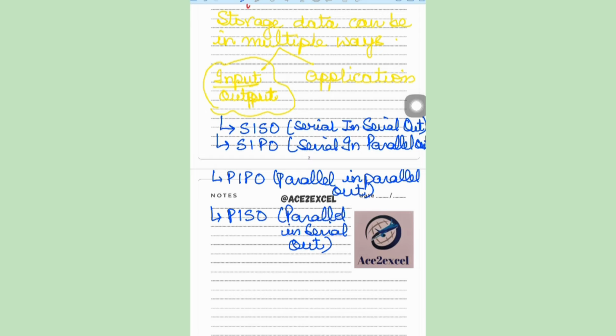If data enters serially, it is serial in. If data comes out serially, it is serial out. Similarly, if data comes serially inside and is taken out in a parallel manner, it is known as serial in, parallel out. If data enters the circuit in a parallel fashion and comes out of the circuit in a parallel manner, it is PIPO. Else, the last one is parallel in, serial out. Now one by one we'll take up all these types.